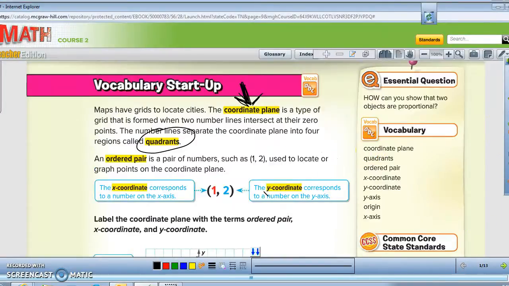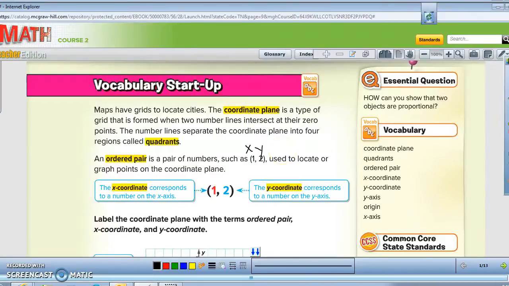And then your next word is ordered pair. So this, for example, is an ordered pair. It tells you where a dot or point will go on a graph. And I want to remind you that the first number is always the x in an ordered pair, and the second one's always the y. I always think of alphabetical order.